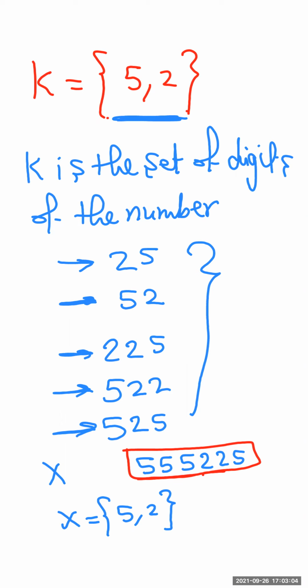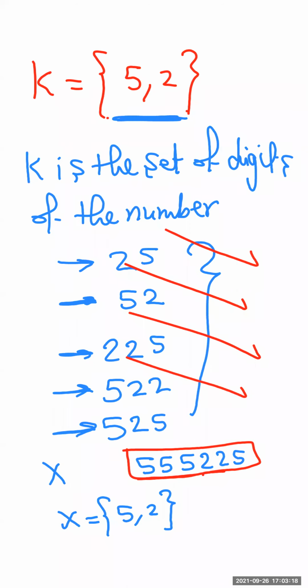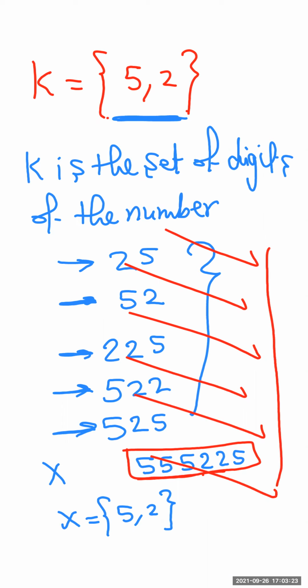Right. Okay, so if the question comes in the opposite way, the converse of this question, K equals the set of 5 and 2. So this may be 25, 52, 225, 522, 525, even this number. All these, you can write any one of these numbers, and of course it will be correct, because in all these cases the set will equal only 5 and 2. Okay?